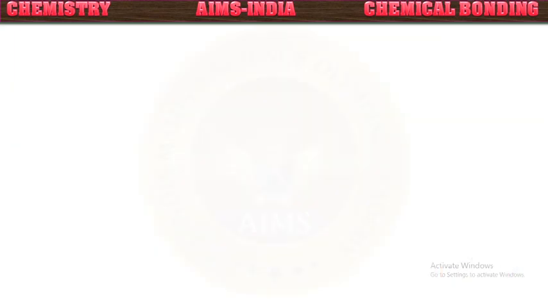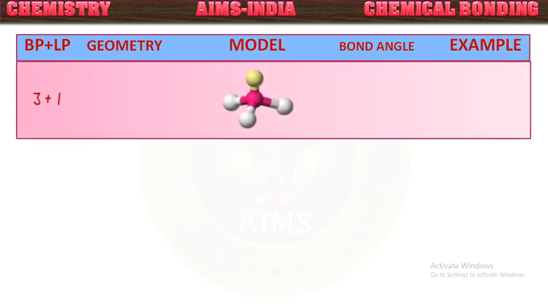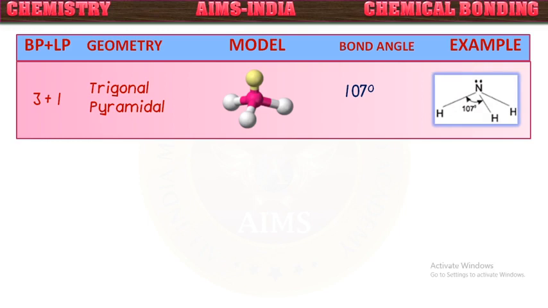XeF2. Next, let us see molecules with three bond pairs and one lone pair. If there are only three bond pairs, then they will be in the trigonal planar shape as we have seen earlier. But by the presence of one lone pair, the shape of this molecule is distorted into a pyramidal shape, which is trigonal pyramidal. An example for one of the molecules is ammonia, in which the bond angle is 107 degrees.